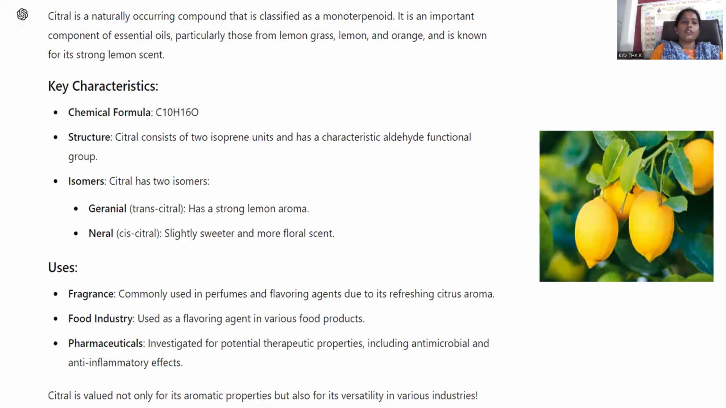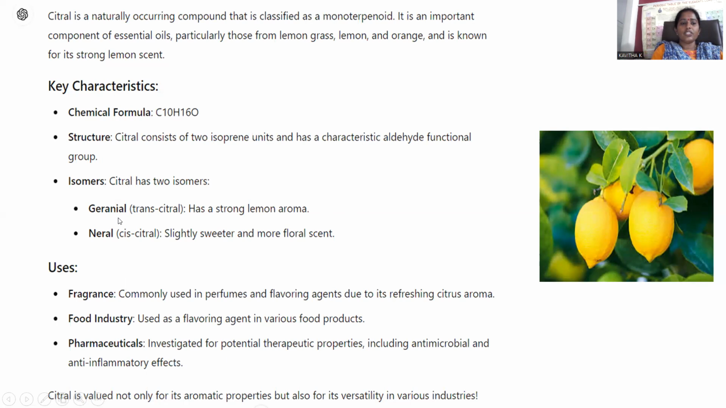Next, let's go with another compound called citral. Citral is a terpenoid extracted from lemon, and it is a naturally occurring compound classified as a monoterpenoid. Citral is a kind of monoterpenoid, an important compound of essential oil. In essential oil synthesis, citral can be extracted, with a strong lemon scent. So even in perfumes we can use this, and its chemical composition is provided. C10H16O is the chemical composition of citral, and citral consists of two isoprene units. When two isoprene units are joined, we can say it is a monoterpene.